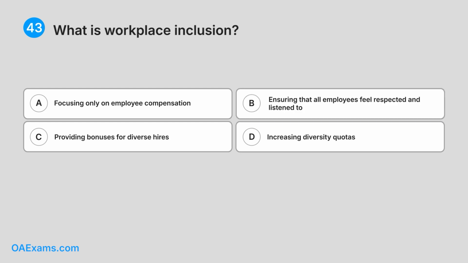43. What is workplace inclusion? A. Focusing only on employee compensation. B. Ensuring that all employees feel respected and listened to. C. Providing bonuses for diverse hires. D. Increasing diversity quotas. What do you think is the answer?